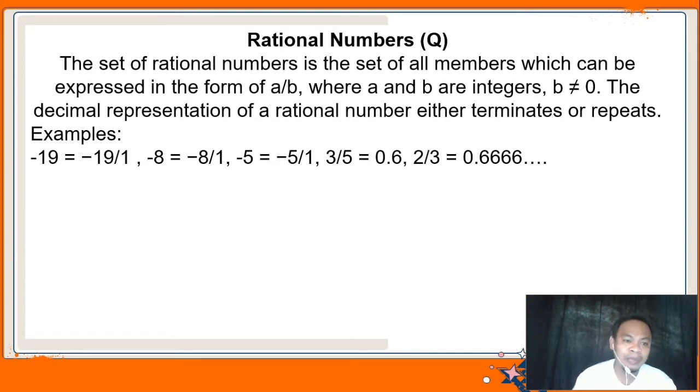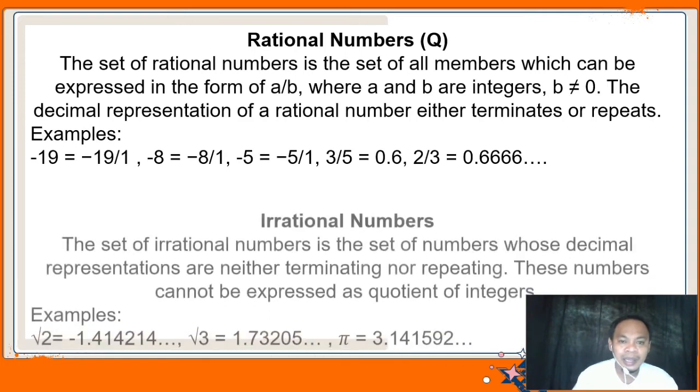For example, we have negative 19. We can express negative 19 into negative 19 over 1. We have also negative 8. We can express that one into negative 8 over 1. And we have also negative 5. We have also 3 over 5. 3 over 5 is equal to 0.6. And we have also 2/3 or 2 over 3 equal to 0.6666, and so on.